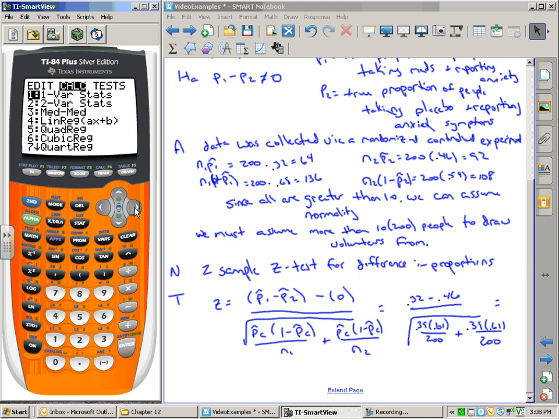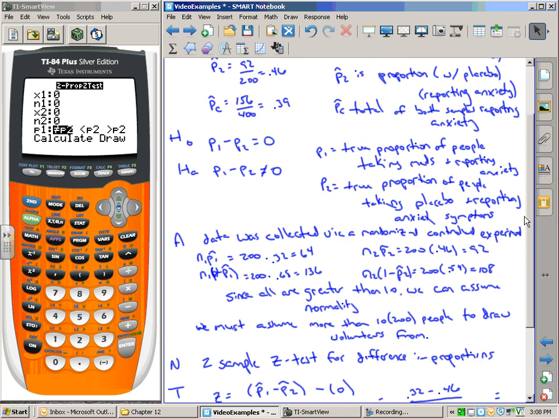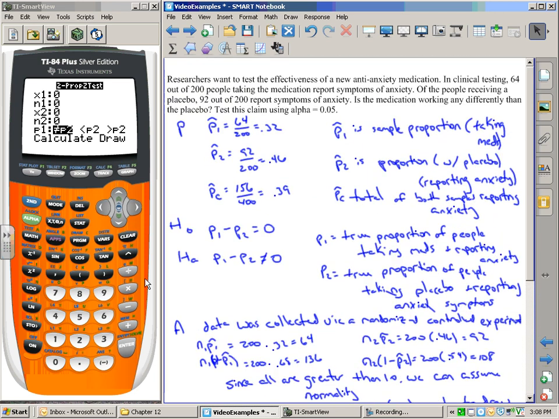So now I'm going to go over to the calculator and let the calculator do some of this work for me. If I go over to stats, tests, I want to do a 2 proportion z test. So number 6. We need to put in our numbers. Let me go back up to the top. For the first one, it was 64 out of 200. And then for the next one, it was 92 out of 200. And we are saying that they are not equal, so we can leave that the way it is.